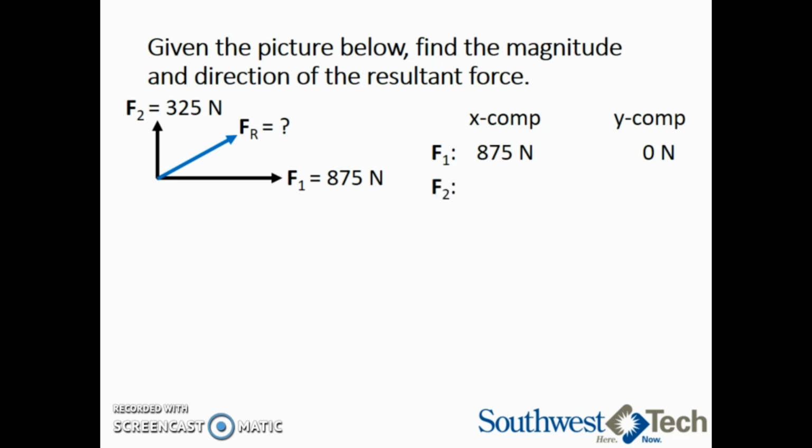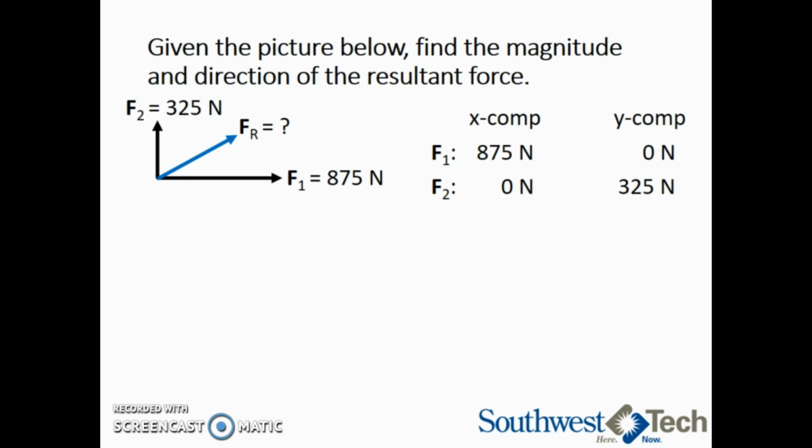The x component of F2 is 0, since it is only acting in the y direction, so its y component is 325 newtons. Both the y component of F2 and the x component of F1 are positive, since these forces are acting to the right and up respectively. Don't forget to check to make sure you are using the correct sign for each of your component vectors.